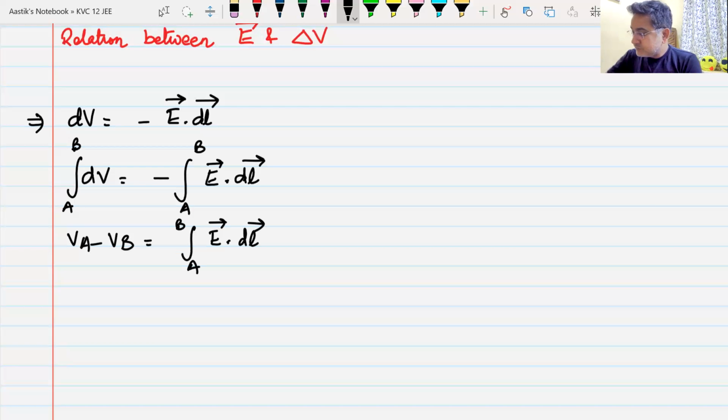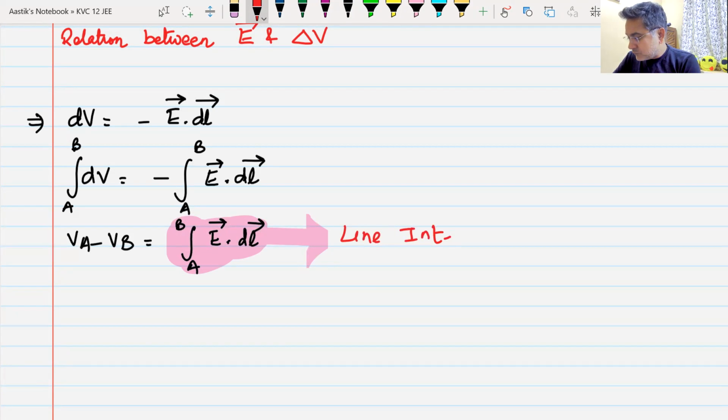Yes, sir. Now, if you look at this thing, this is known as the line integral. Have you heard something like this before? No, sir.